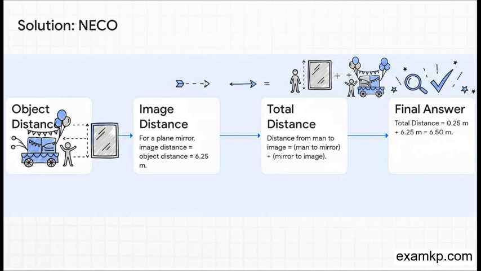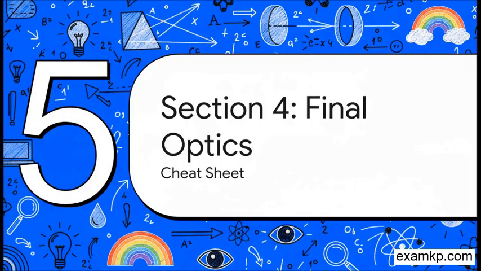But the question asks for the distance from the man to the image. So we have to add the distance from the man to the mirror, which is 0.25, plus the distance from the mirror to the image, which is 6.25. Add them together and you get your answer, 6.50 meters. You've done an excellent job getting through that.